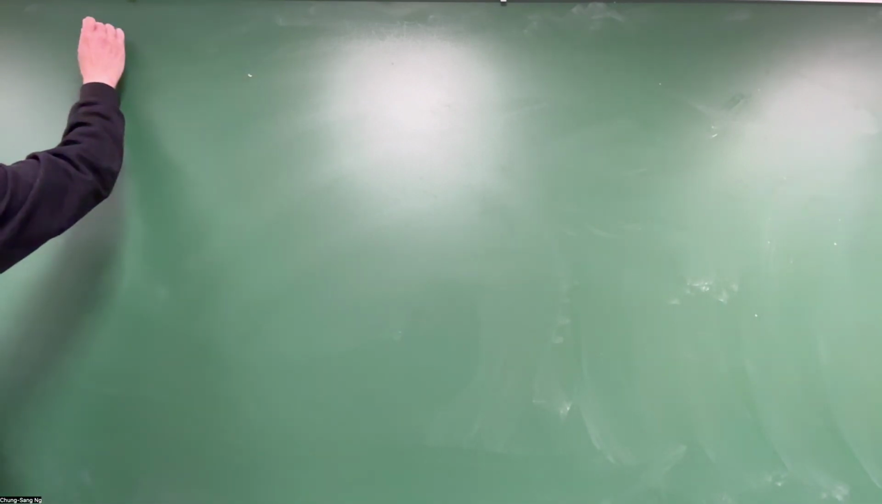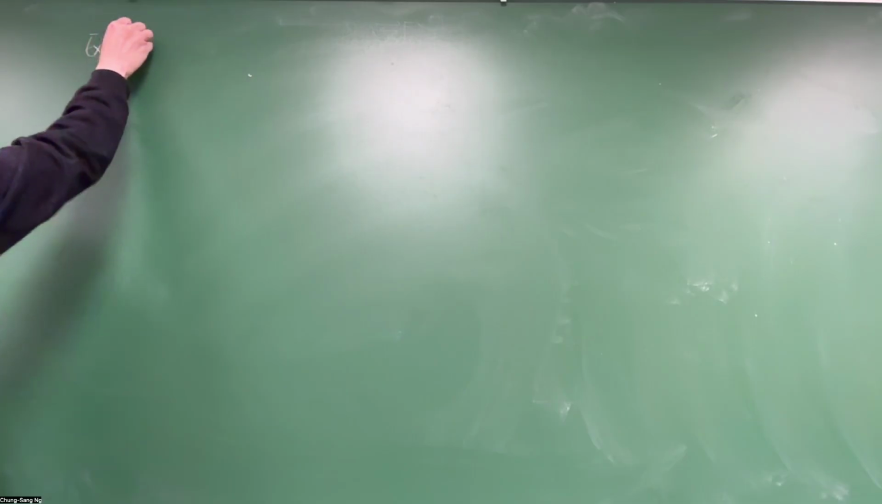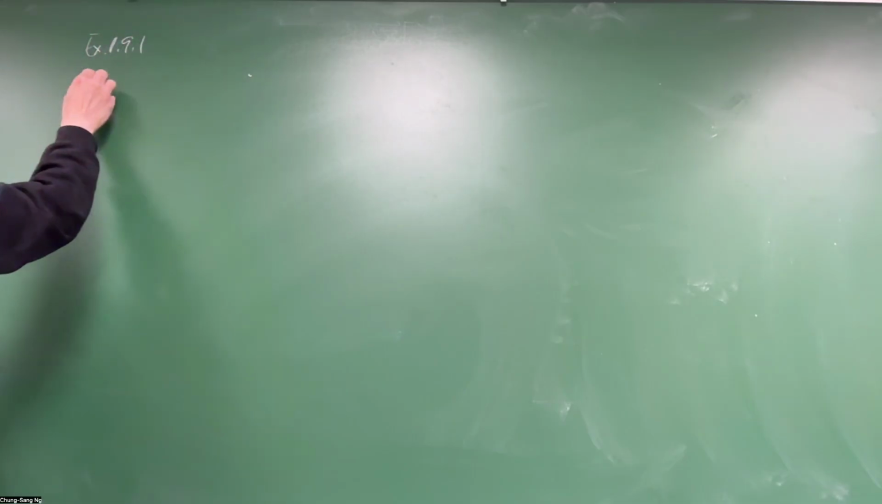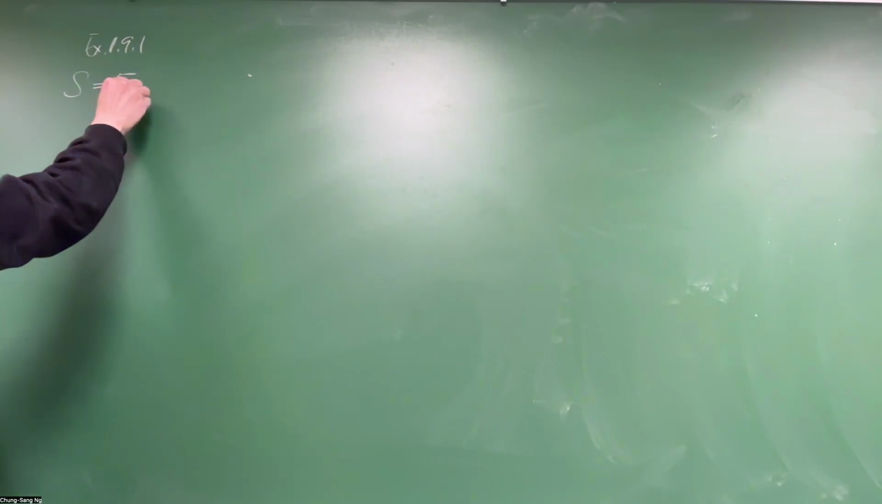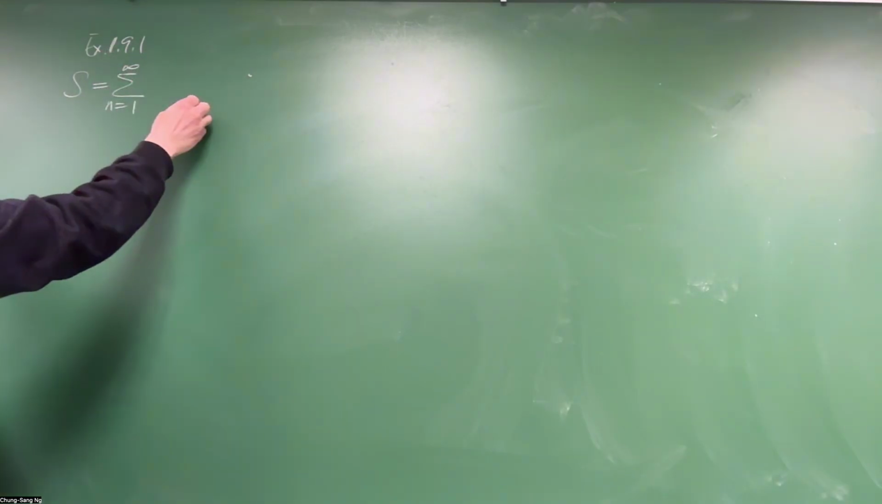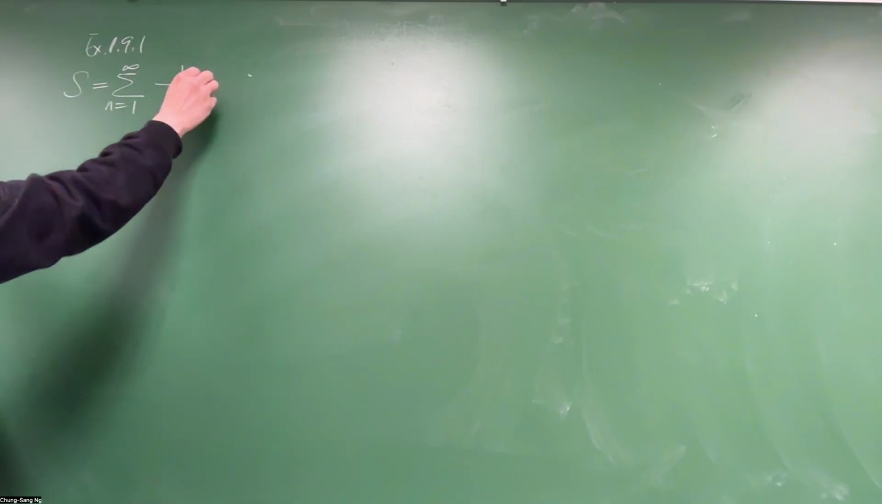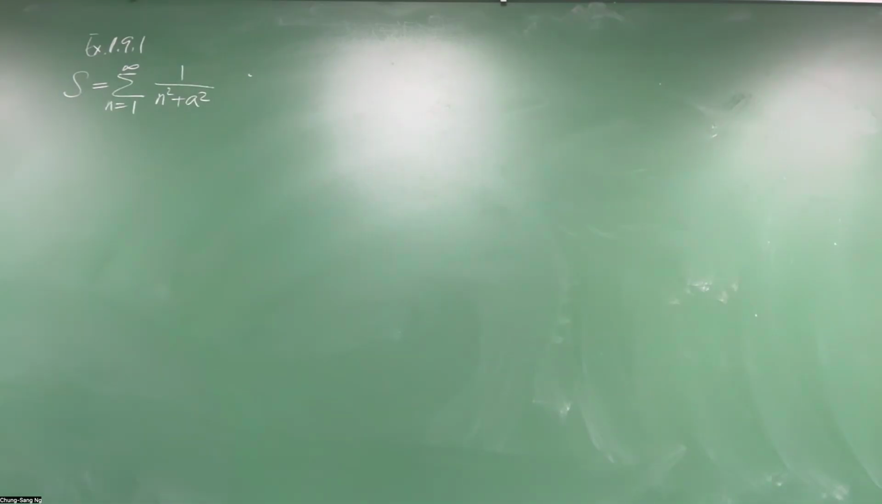So the first example is 11.9.1. So this S is defined as we start from 1, right? A squared plus A squared. Okay, so this is not exactly the form that we just derived. It's not from negative infinity to infinity.